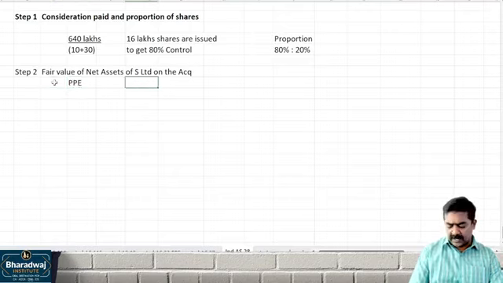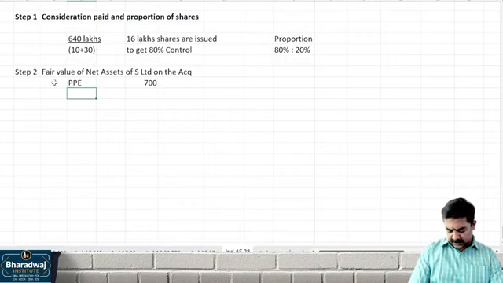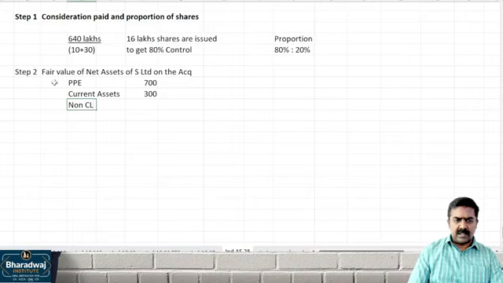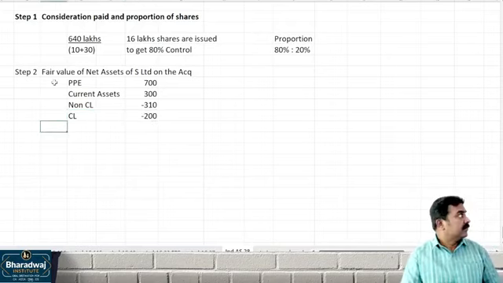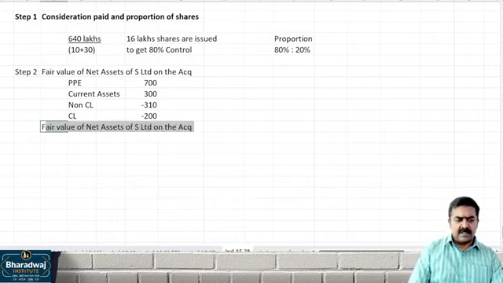Plant, property and equipment எவ்வளவு கொடுத்திருக்காங்க? Subsidiary company on the acquisition date, 700. Then what is the next one? Current assets, any revalued amount given? No. Book value எவ்வளவு இருக்குங்க? 300. Then non-current liability 310. Then current liability 200. Any other thing? This will give us fair value of net assets.